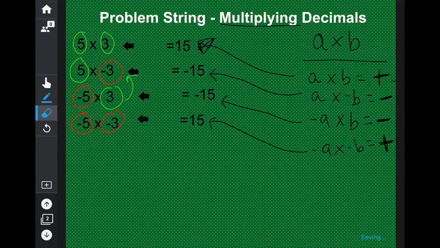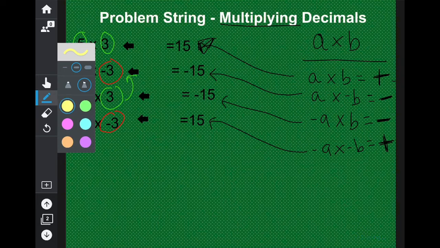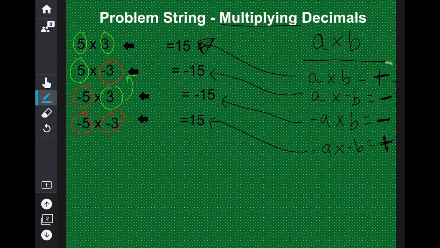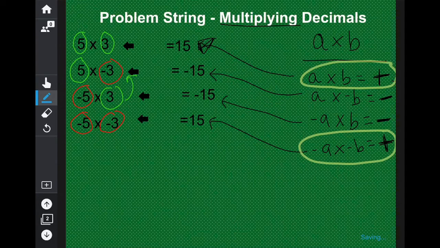So let's look at some similarities. So in my first example, I got a positive. Let's see, which one did I get a positive? Oh, the last example, I also got a positive. So as we can see here, when I have two positive numbers multiplying by each other, I get a positive answer. When I have two negative numbers multiplying by each other, I get a positive answer also.